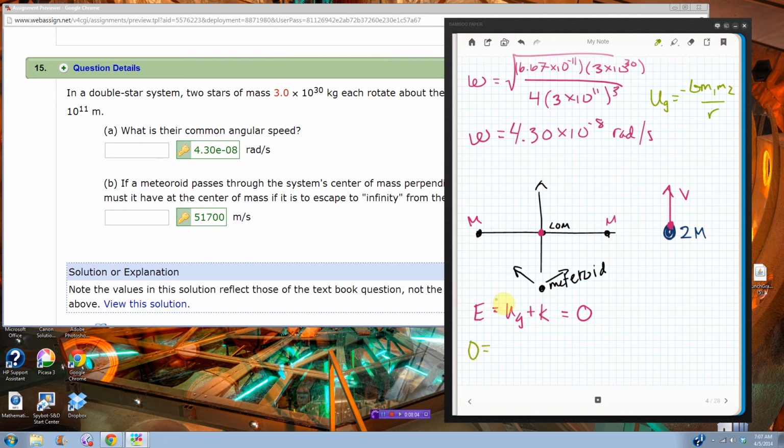Sorry. Okay, so from this one, we've got negative G, big M, little m over R, because if you're right here, this is R. Then I also have the potential energy from this guy, and then I've got the kinetic energy. Notice all the m's cancel out. So all I have to do is solve for V.